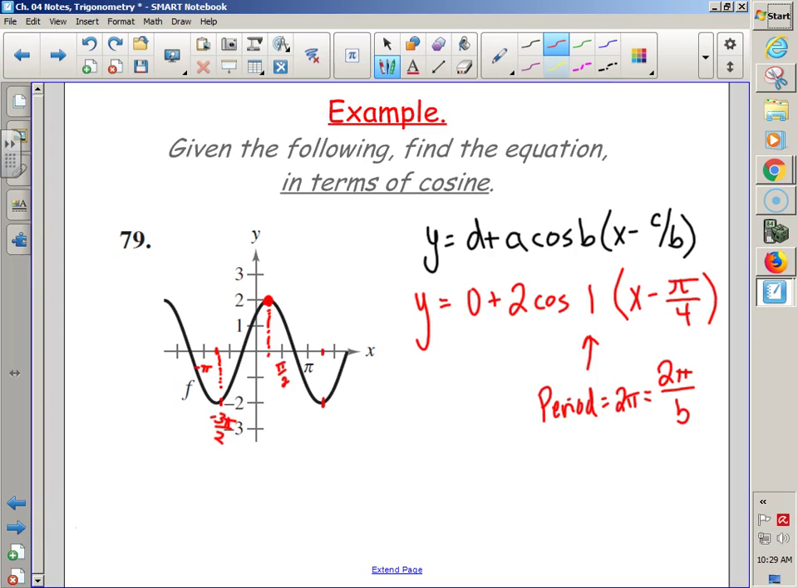No, that's not 3 pi over 2, my bad. It's a little bit less than pi. That would be 3 pi over 4, right? Because we have 1/4, 1/2, 3/4, 1 whole. My bad. And then we have 1/4, 1/2, 3/4, 1 whole. 5 pi over 4.